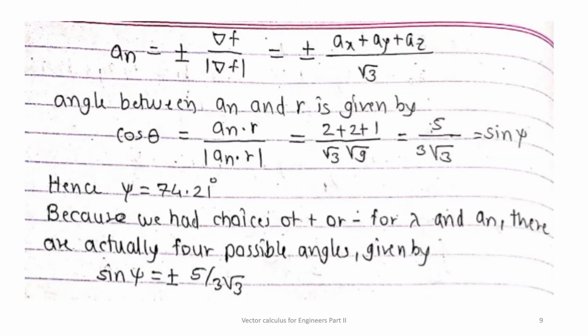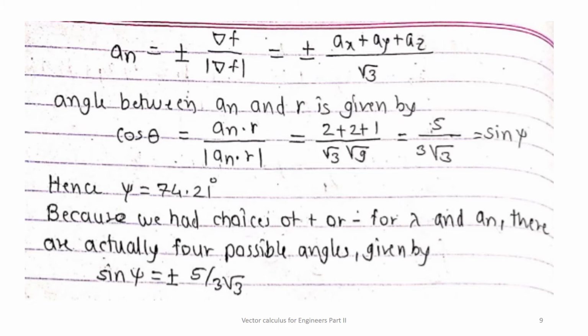So here I calculated a_n, that is a unit vector, so del f divided by magnitude of del f. So I will get, since 4 is the common, I can directly write (a_x + a_y + a_z) divided by root 3. So I will get the normal vector, and if I find the dot product a_n dot r divided by magnitude of a_n dot r, I will get 5 divided by 3 root 3, and hence using trigonometry I will get psi, the angle, is equal to 74.21 degrees.